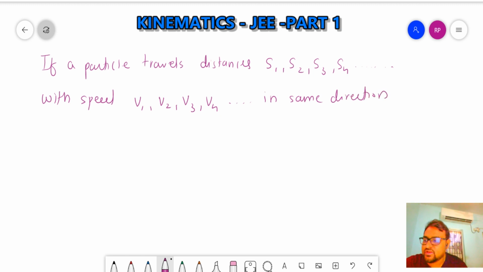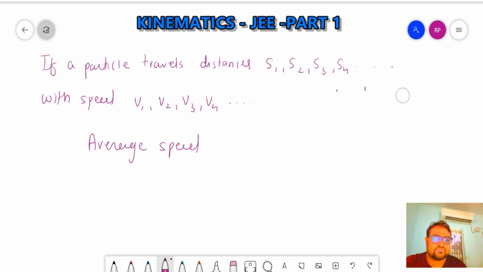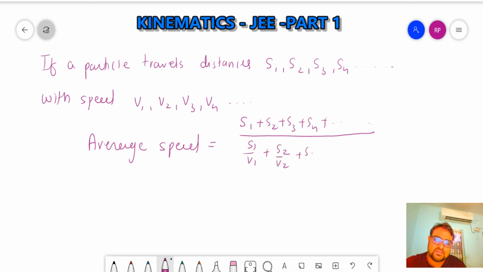Okay, in the same direction. Then the total average speed. If you want to calculate speed, then there is no need for direction. The average speed will be equal to s1 plus s2 plus s3 plus s4 and so on, upon s1 by v1 plus s2 by v2 plus s3 by v3 plus s4 by v4 and so on.